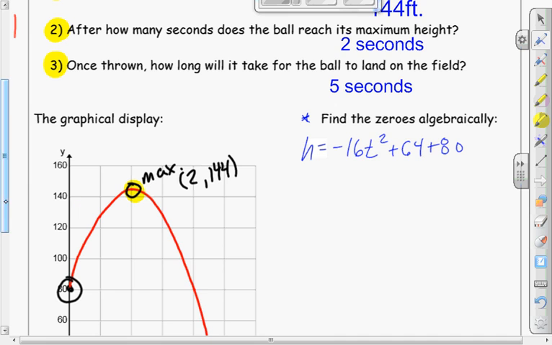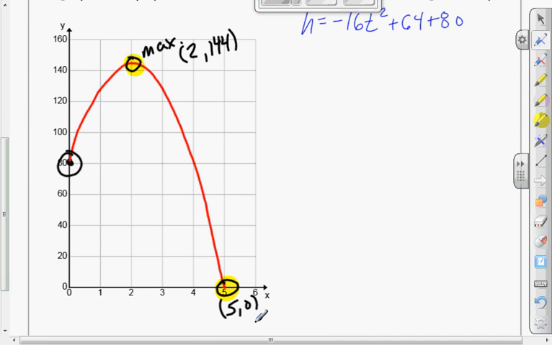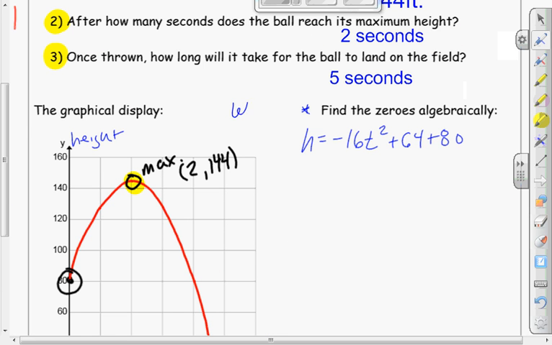So if we want to verify these zeros, remember the value of y at the zeros of the function is 0. Now in this case, y was the height. So in order to solve this algebraically, we need to let h equal 0. So we have the equation 0 equals negative 16t squared plus 64t plus 80.